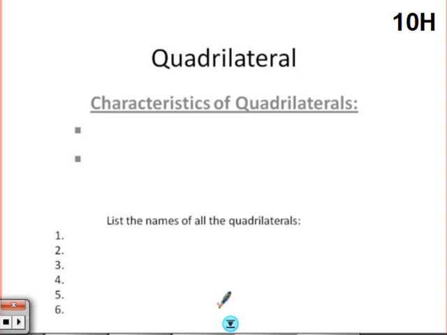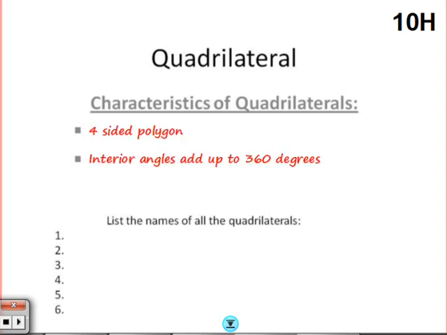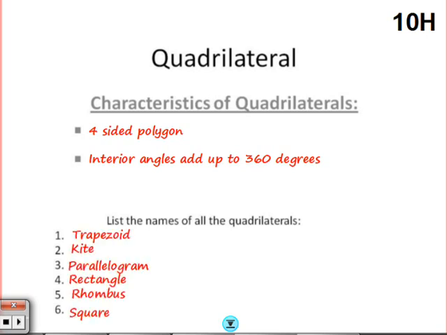Welcome, sixth block geometry. All right, characteristics of quadrilaterals, couple things. It's a four-sided polygon and its interior angles add up to 360 degrees. These are both things we know. Then down at the bottom, we're going to list the 6 quadrilaterals that we've been working with. That's trapezoids, kites, parallelograms, rectangles, rhombus, and squares. So these are the 6 quadrilaterals that we have been working with.